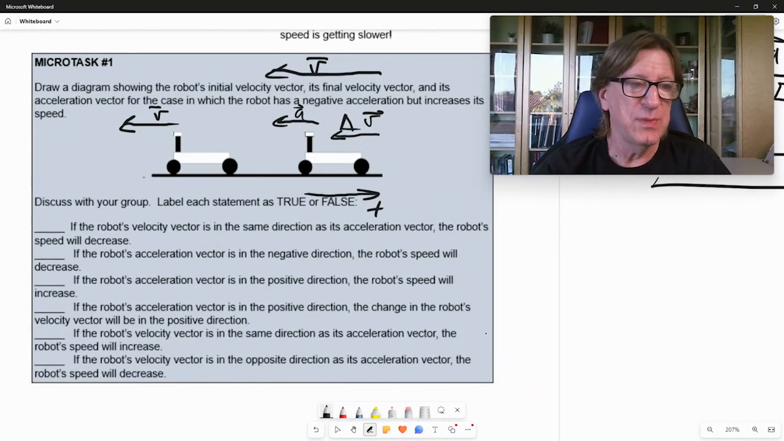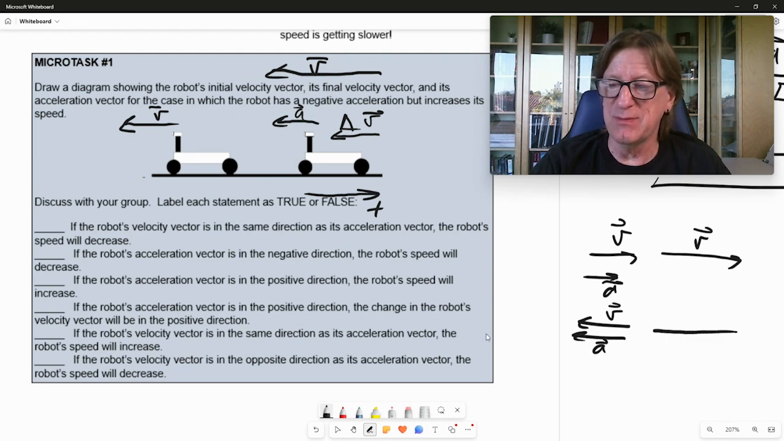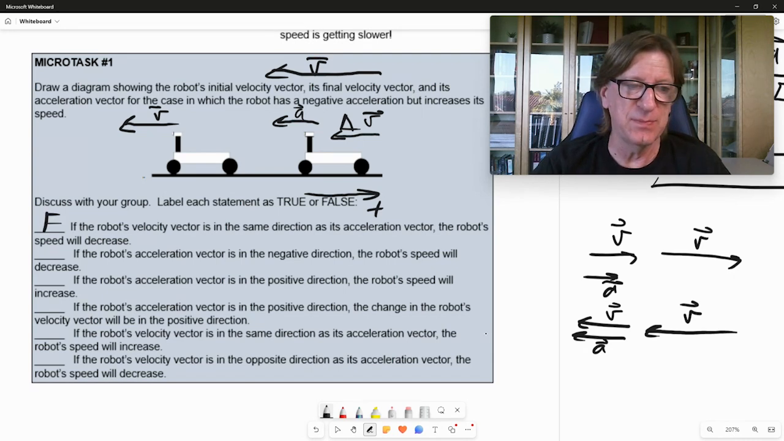All right, so if the robot's velocity vector is in the same direction as its acceleration vector, the robot's speed will increase. What do you think? No, that's obviously false, right? If my velocity vector is this way, for example, and my acceleration vector is in this direction, well then my final velocity vector is going to be longer. Same thing, if I'm going this way and my acceleration is in the same direction, then I'm going to have an even longer final velocity vector in that negative. So this one is definitely false. All right.